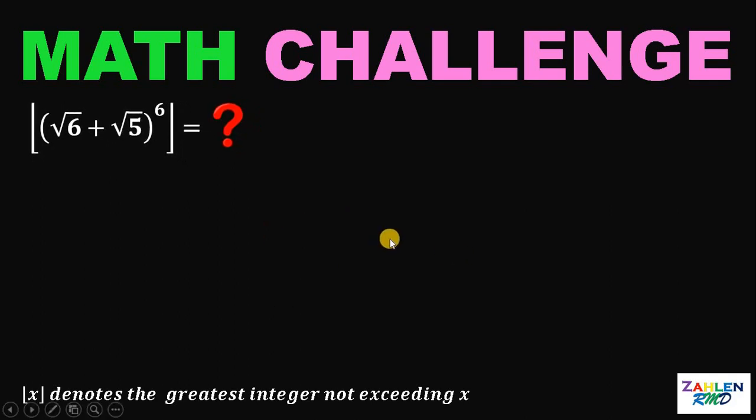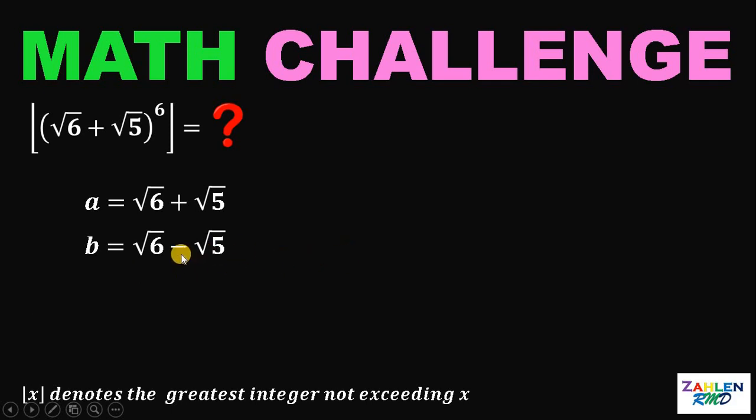To answer this question, what we're going to do is to let this number square root of 6 plus square root of 5 be equal to a variable a. And the trick to this kind of question is to introduce another variable which is equivalent to square root of 6 minus square root of 5. And the question is why we choose this number square root of 6 minus square root of 5.